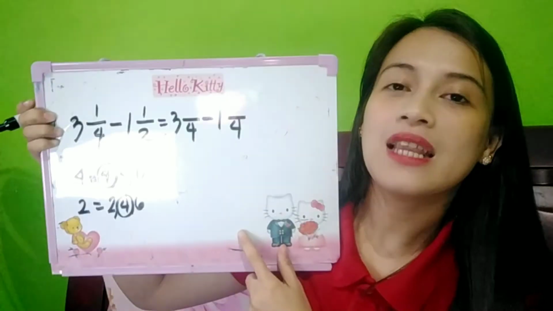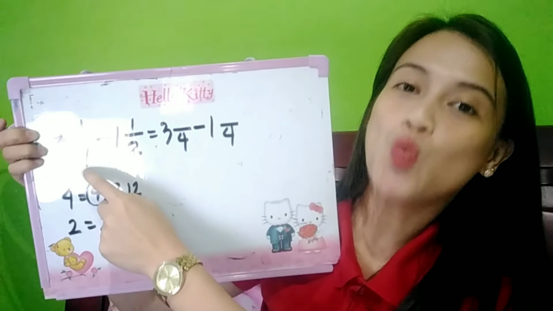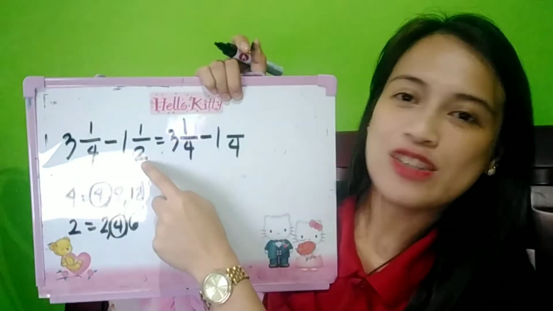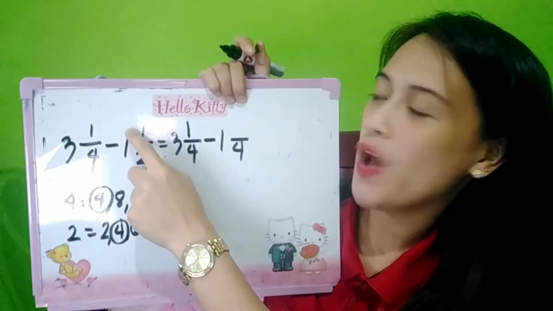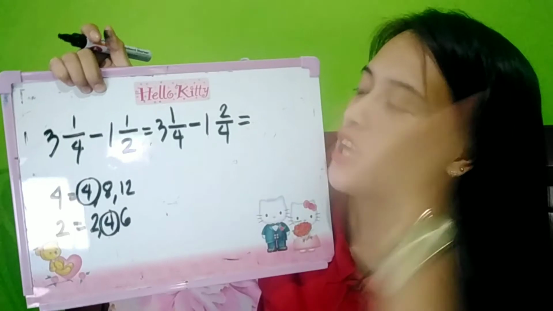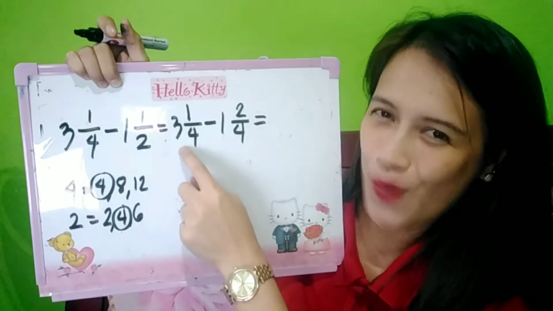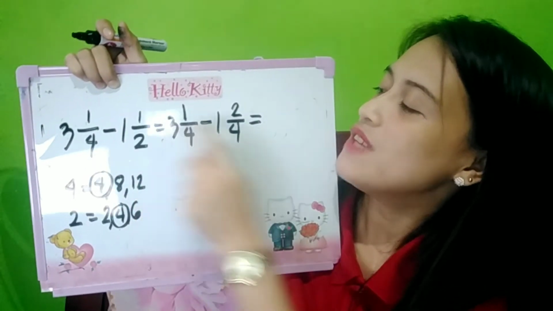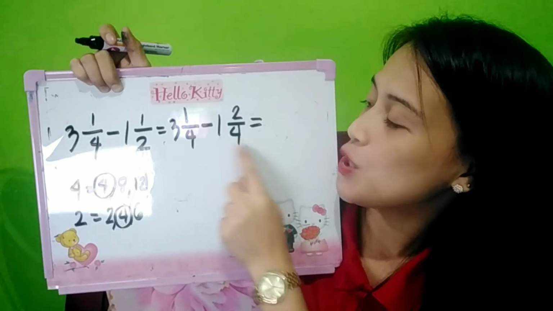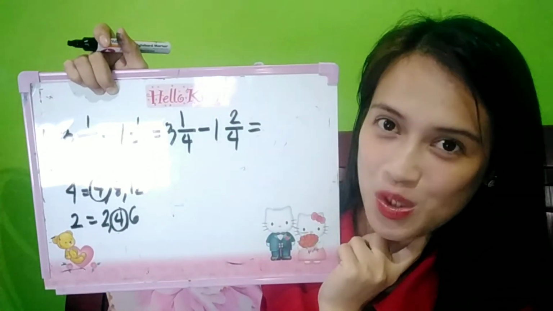So now, let's solve for the numerators. 4 divided by 4, 1 times 1 equals 1. 4 divided by 2, 2 times 1 equals 2. So, the equivalent fractions: 3 and 1/4 is equal to 3 and 1/4, of course. 1 and 1/2 is equal to 1 and 2/4. So, pareho naman sila denominators, so pwede na ta mag-subtract sa numerators.